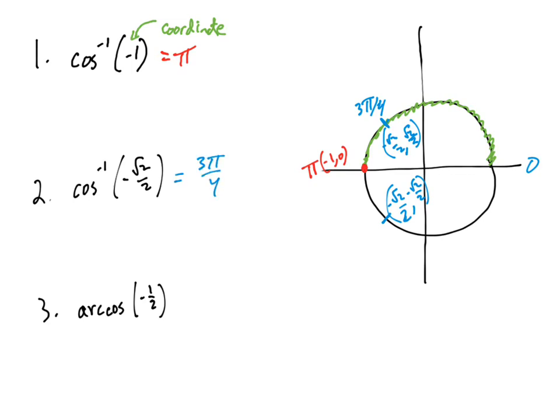And then lastly, arc cos of negative 1/2. This is just saying what angle has a cosine value of negative 1/2. And that is going to be, let's do this in red, this position right here. The coordinates there are negative 1/2, positive root 3 over 2. Cosine is the x-coordinate, so it's that position, and that angle is 2 pi over 3.